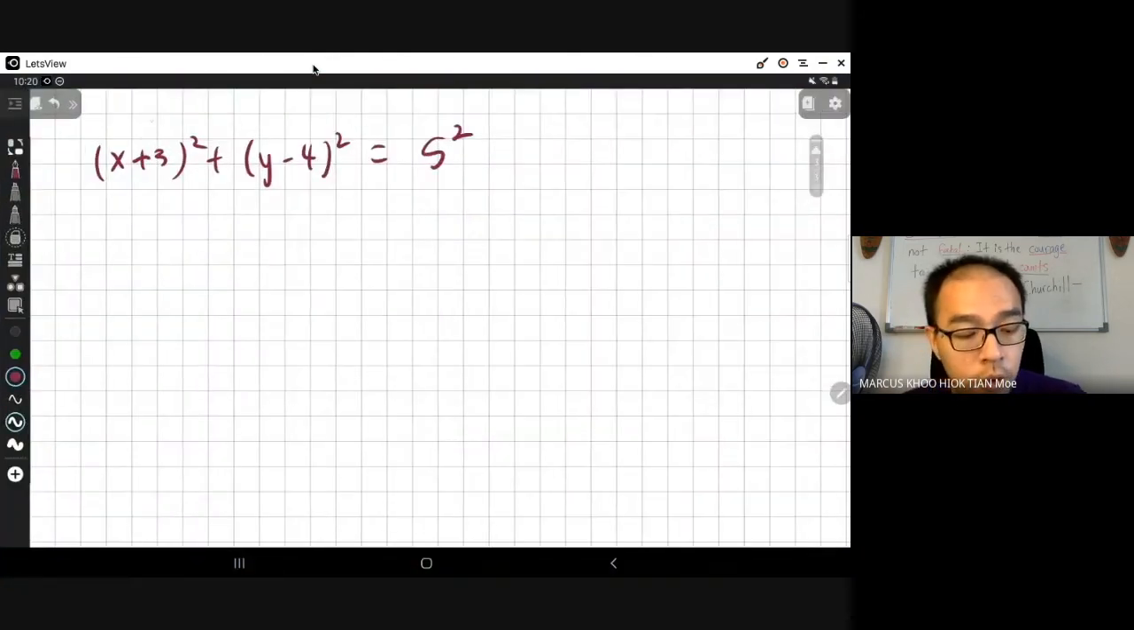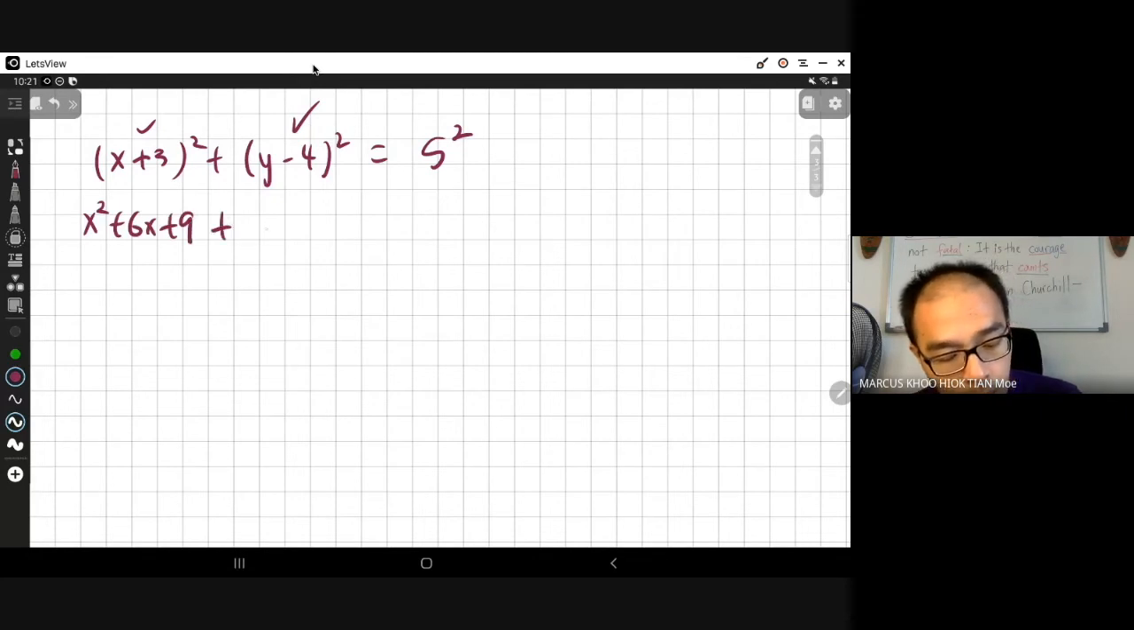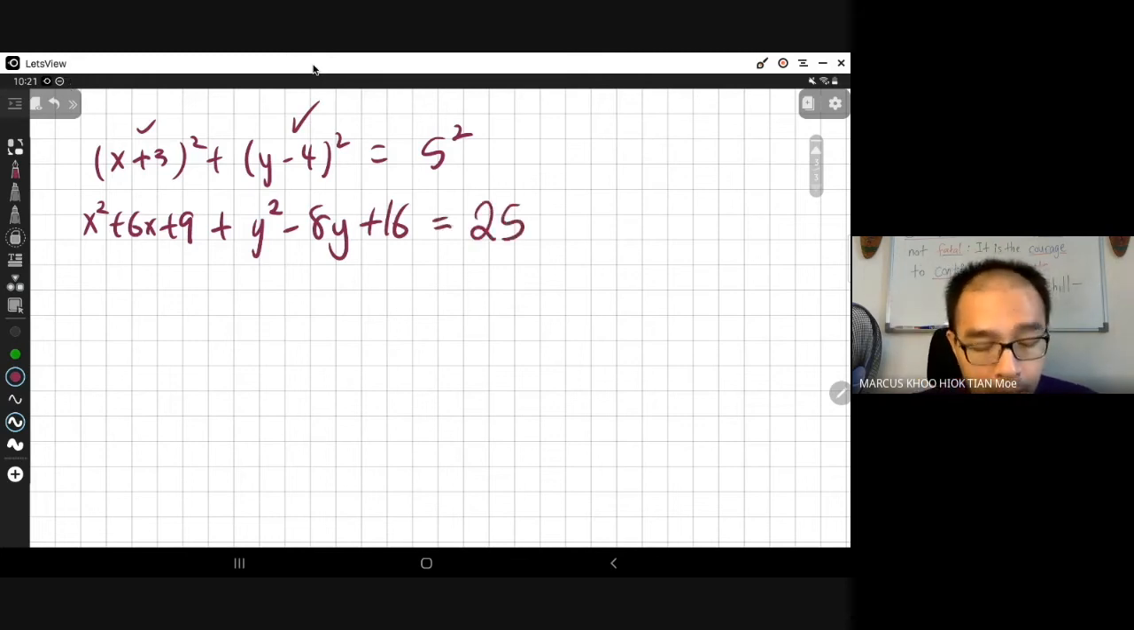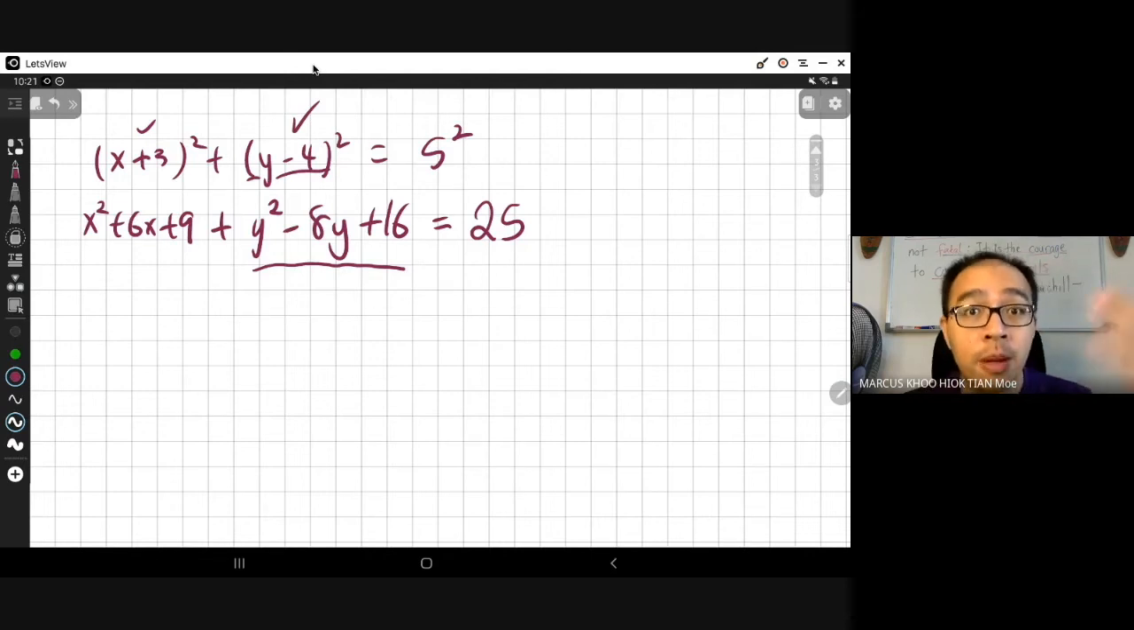So each of these, you have to expand it. So you get x squared plus 6x plus 9 plus y squared minus 8y plus 16 equals 25. Again, I'm reminding you, you need to make sure that you know how it becomes like this. If you don't remember, go and watch the old videos like chapter 2. Now, there's nothing much we can do about the x and y. We can only do something with the numbers.